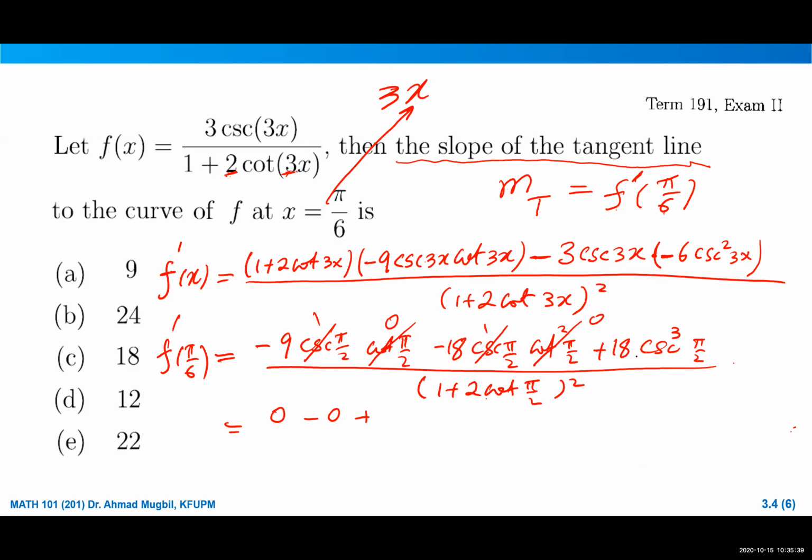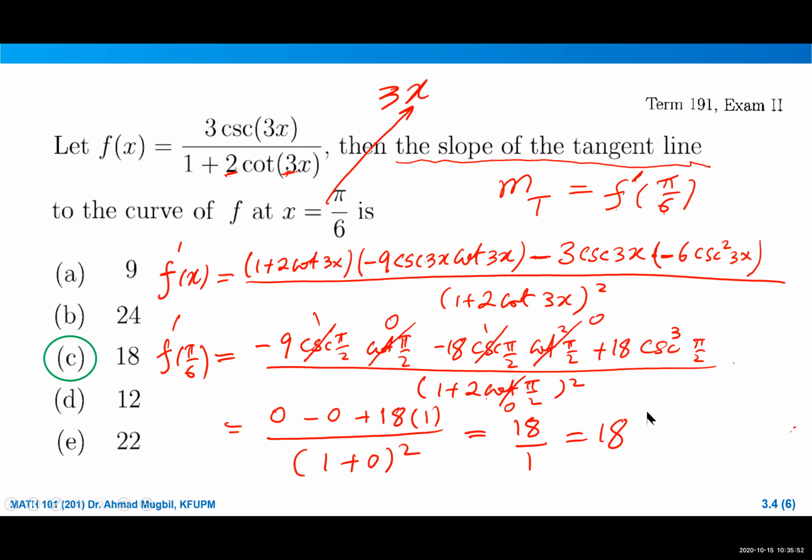Now this will be 0, 0, and we have there 18 times what? Times 1 over 1 plus, this is 0 also. So this will be 1 plus 0 all squared. So it will be 18 over 1, which will be 18. And the right answer is C. Any question, shabab, please, about this? This is very important.